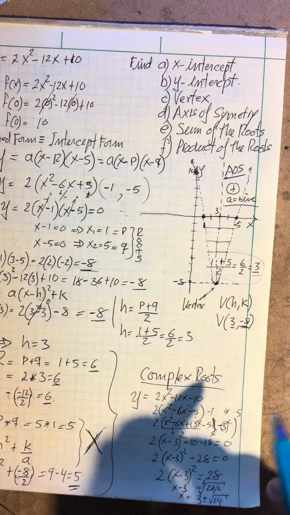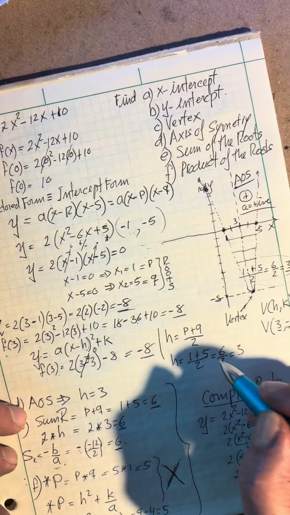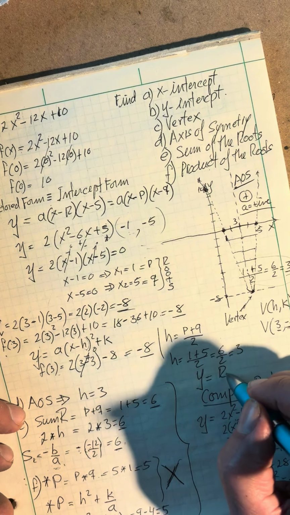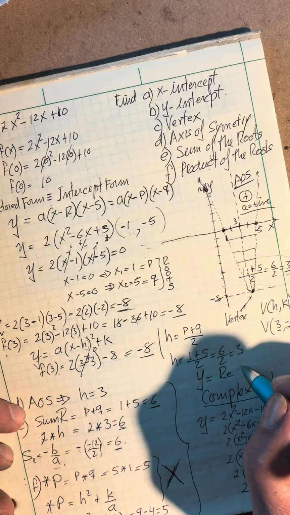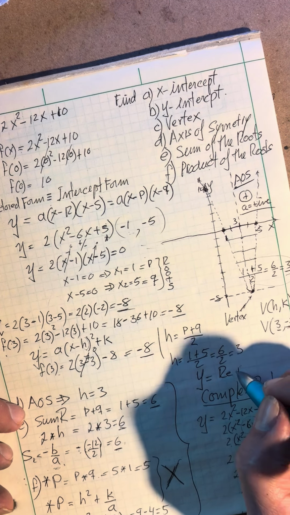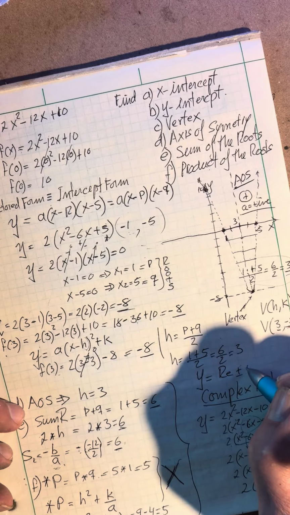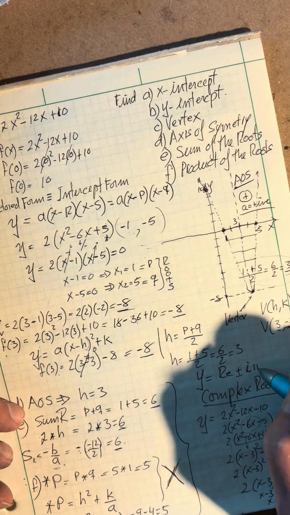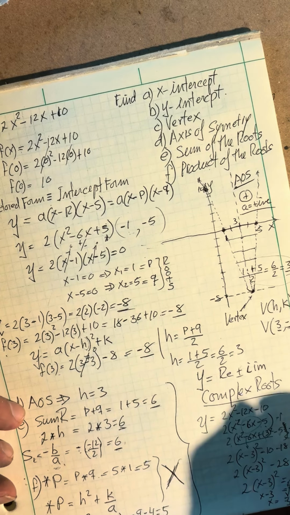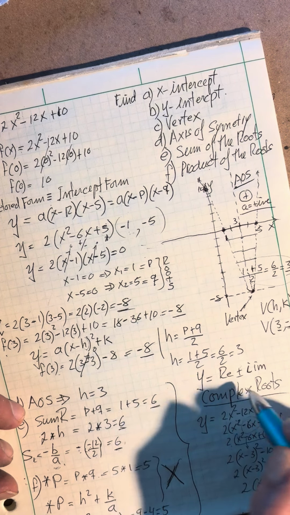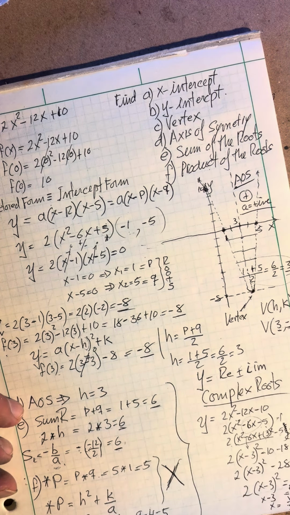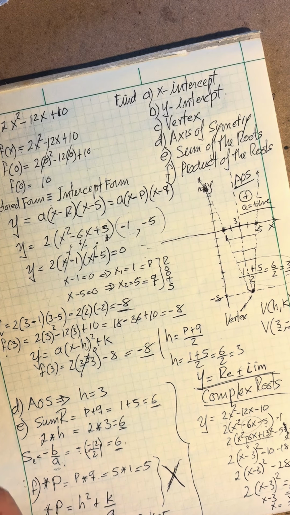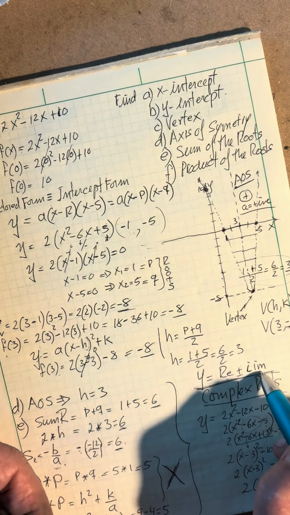But complex roots look like this: y will be equal to a real number plus or minus an imaginary number multiplied by i. I have to review this stuff. But that's what a complex number would look like. It has a real part and an imaginary part.